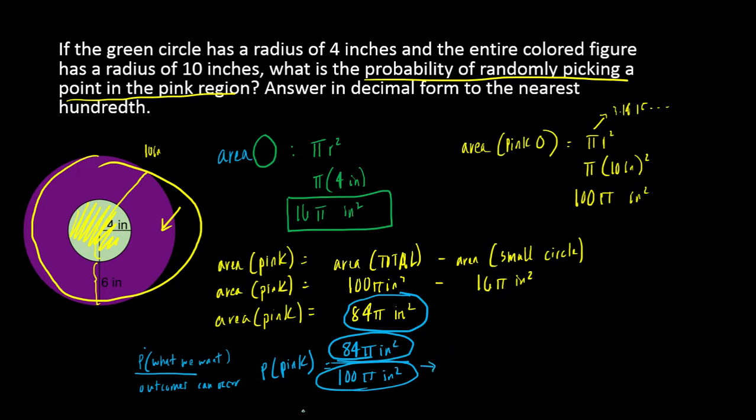Okay, so we simplify this. 84 pi inches squared over 100 pi inches squared. Notice that our pi inches squared cancel out, and we're left with 84 over 100, which is 0.84 or 84%. So there's an 84% chance that if I throw a dart at this figure and I know I hit the figure, that I'll hit it in the pink region.